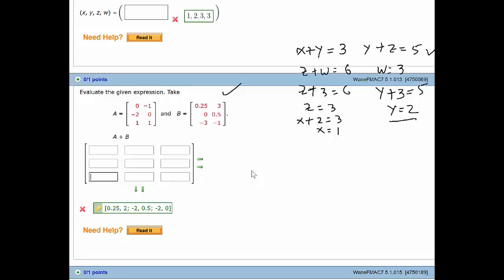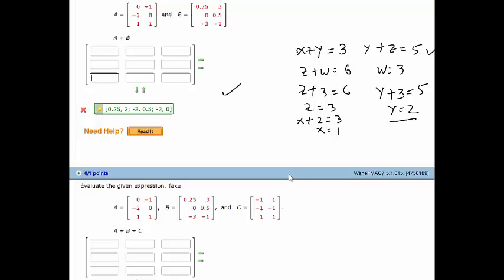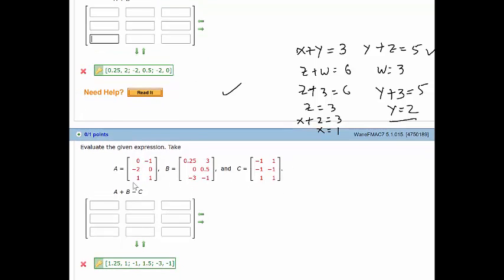Is that right? You get it? Yes. Okay. So those are the elements. Same way here. They are saying A plus B minus C. So first you add A and B, and then the answer you got, you subtract C. Or you can do it at a time.